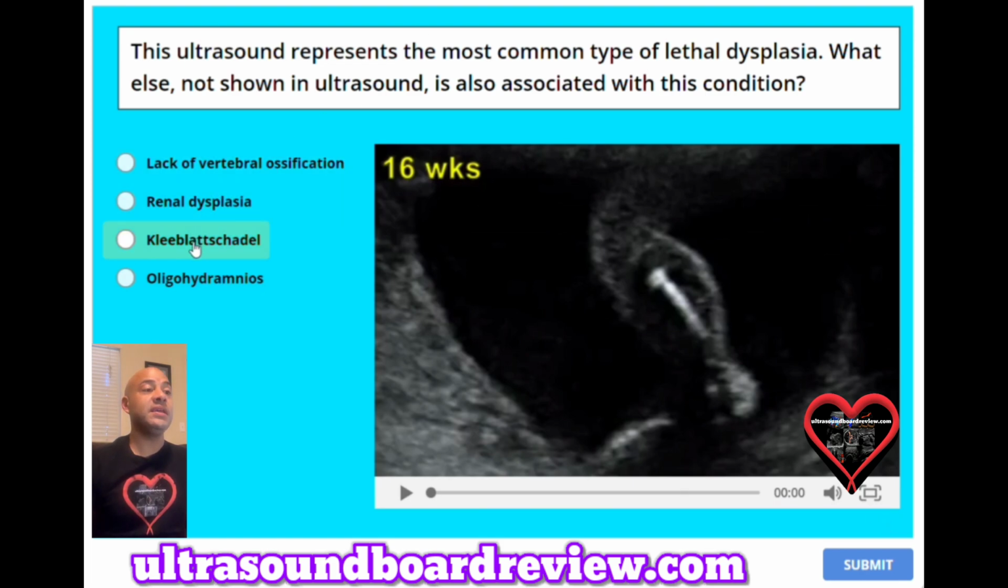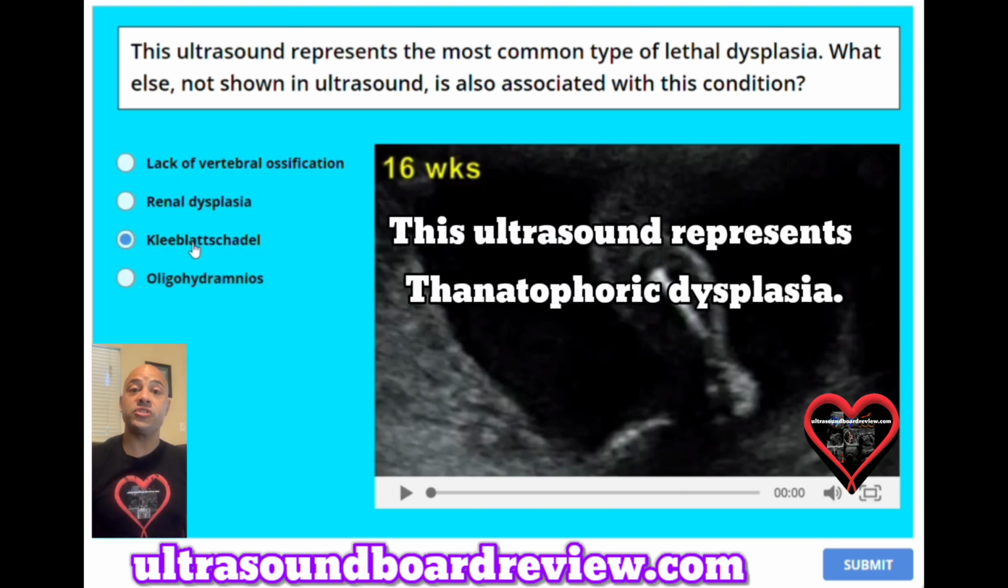The answer is C. Cleabachidal. Cleabachidal will cause the skull of a baby to form abnormally in the shape of a clover leaf.